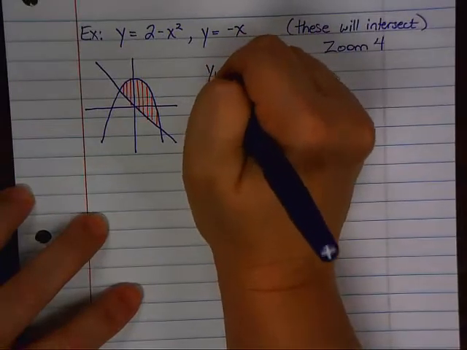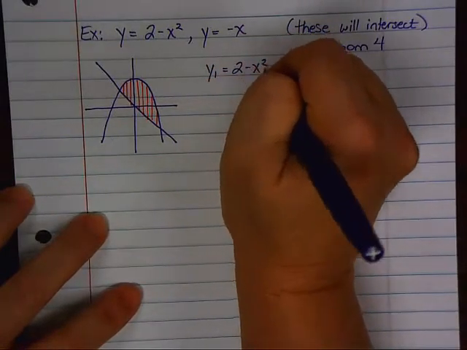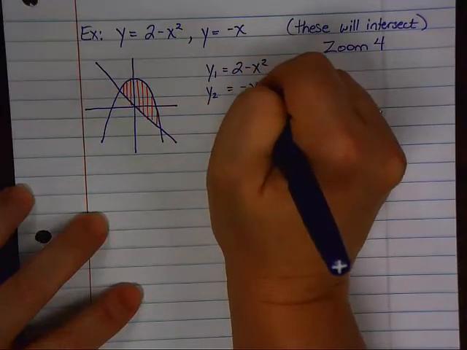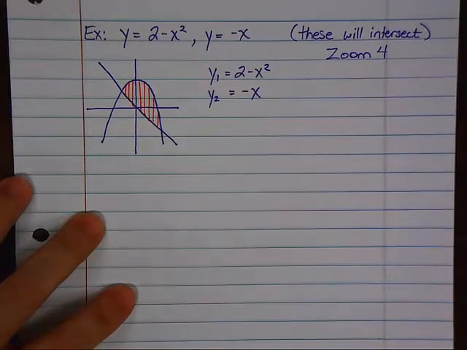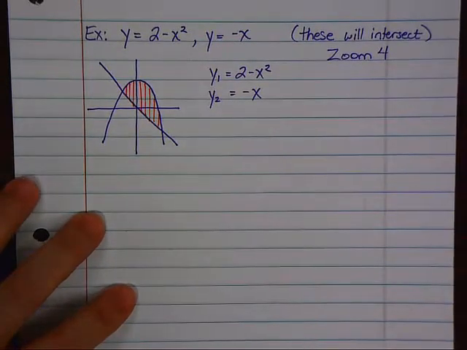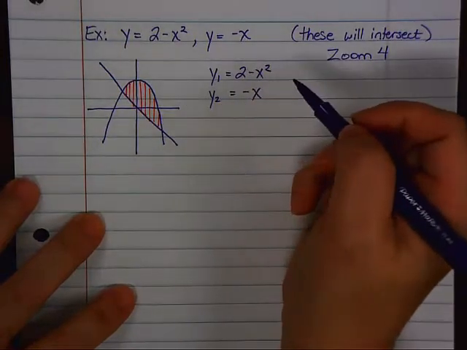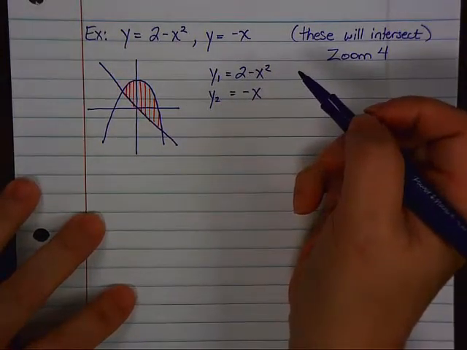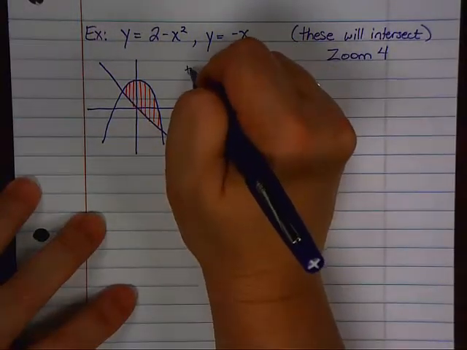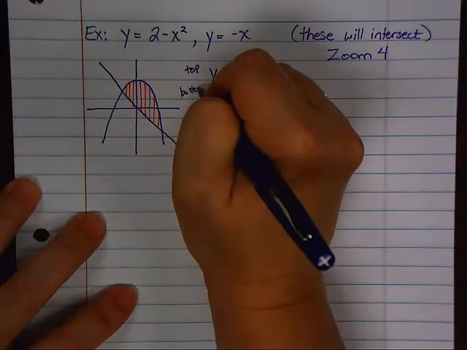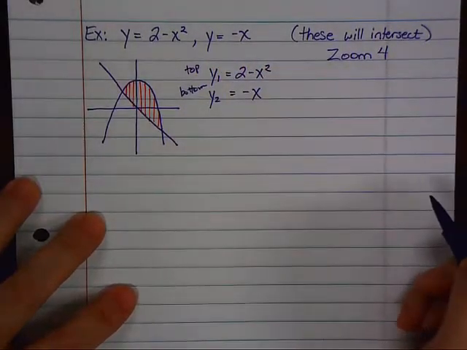So I'm going to write y1 equals 2 minus x squared, y2 equals negative x. So without the calculator, would you just have to take the integrals by hand and plug it in and everything? Yes, you would have to go through and do antiderivatives and do it that way. Now the question is, which curve is the top curve, y1 or y2? The parabola is, correct? So this is top, this is bottom. You don't have to write that down, I just recommend that you do.